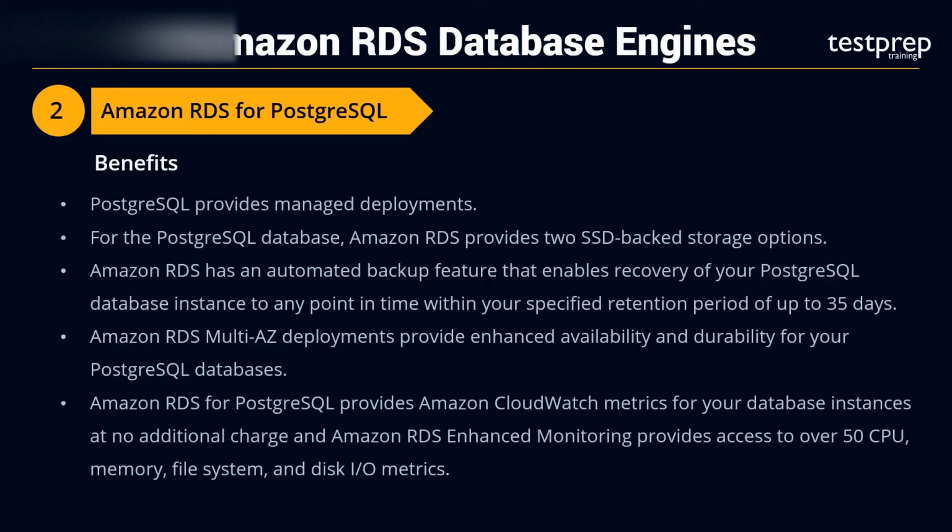Amazon RDS for PostgreSQL provides the following benefits. 1. PostgreSQL provides managed deployments. 2. For the PostgreSQL database, Amazon RDS provides 2 SSD-backed storage options. 3. Amazon RDS has an automated backup feature that enables recovery of your PostgreSQL database instance to any point in time within your specified retention period of up to 35 days. 4. Amazon RDS multi-AZ deployments provide enhanced availability and durability for your PostgreSQL databases. 5. Amazon RDS for PostgreSQL provides Amazon CloudWatch metrics for your database instances at no additional charge.